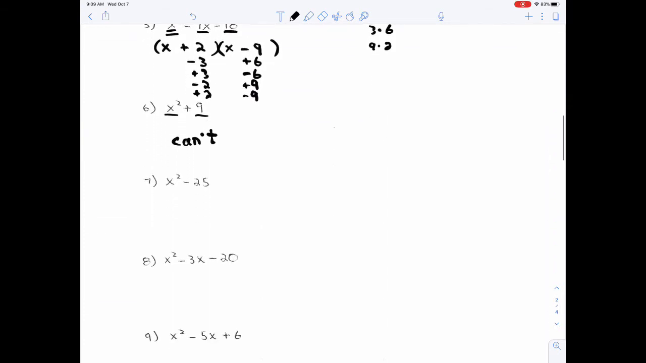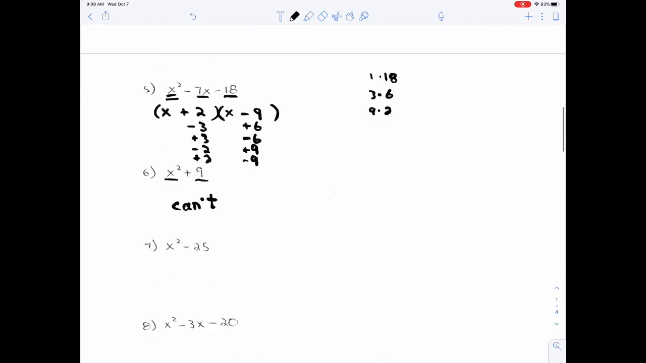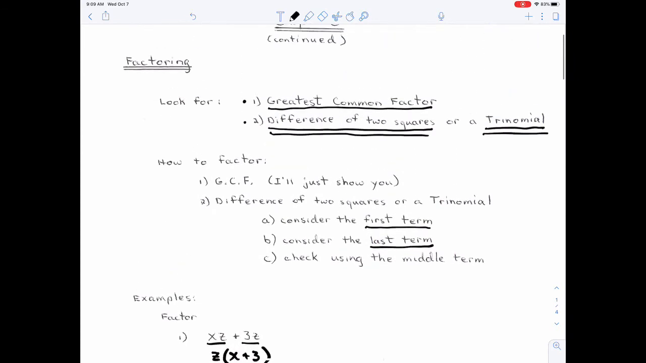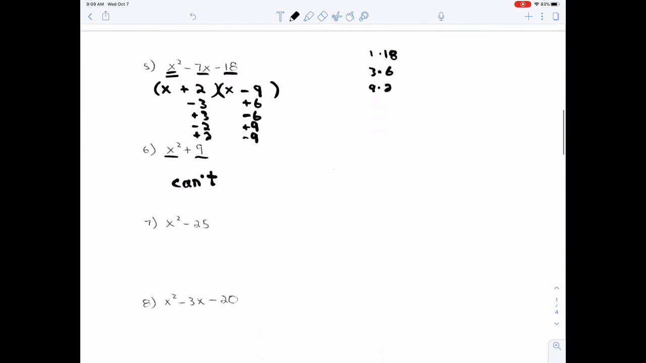So, you come to me and ask me, Mr. Lieblein, can you help me with factoring? I'm going to say yes. So tell me the steps to factoring. You're going to say, look for greatest common factor and difference of two squares or a trinomial. And then I say, okay, what if it's a difference of two squares or a trinomial? Then what do you do? Consider the first term, consider the last term, check with the middle. If you can't recite that to me, I can't help you, okay?